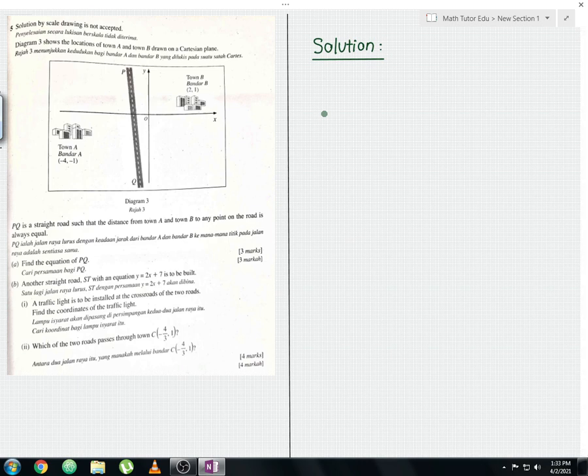Now I'll be discussing SPM 2017 Paper 2 question number 5 from Form 4 Chapter 6 Coordinate Geometry long question.